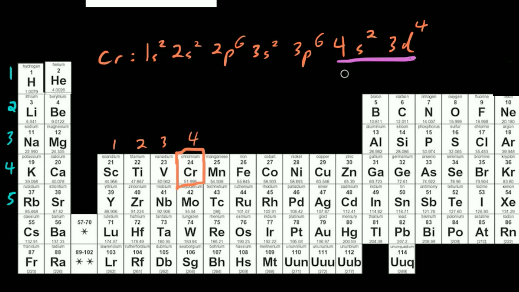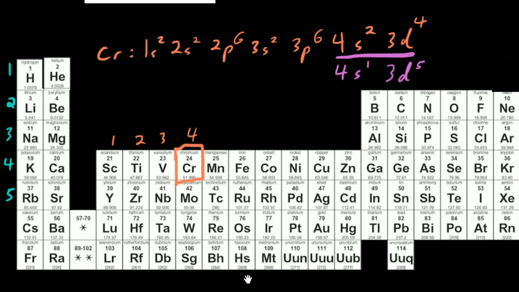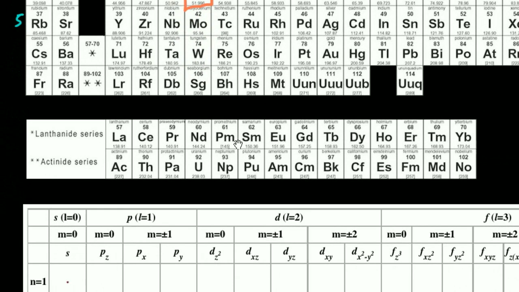But actually what we get is all of this stuff. So everything before, up to 3p6, all of that's right. But what happens here in chromium is we actually have 4s1, 3d5. And I'll talk more in detail about why this is. I'll give you just a brief explanation, maybe.